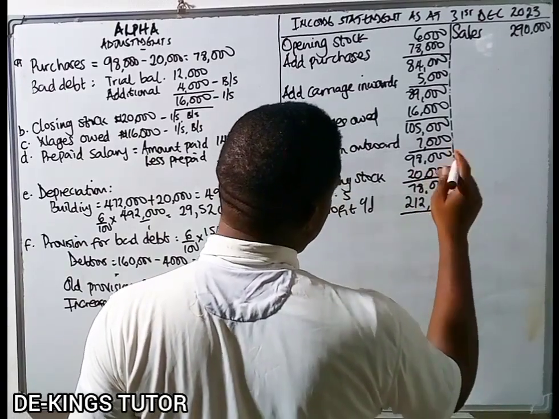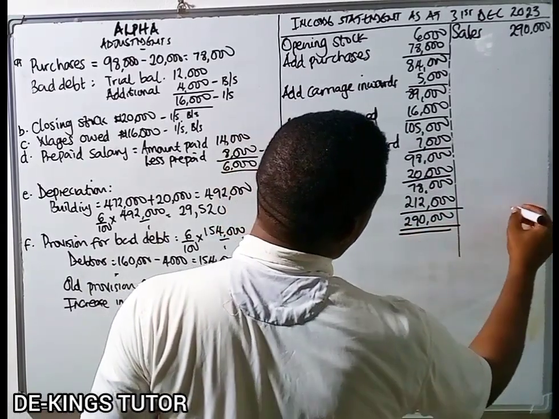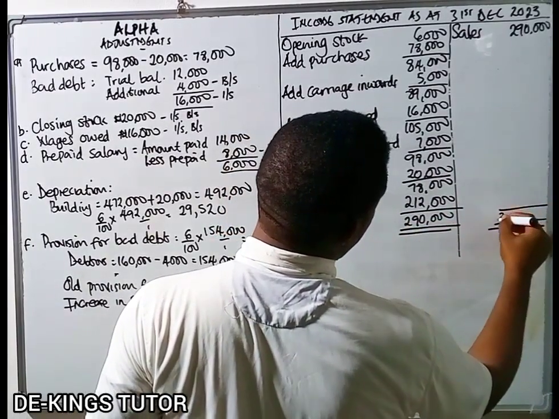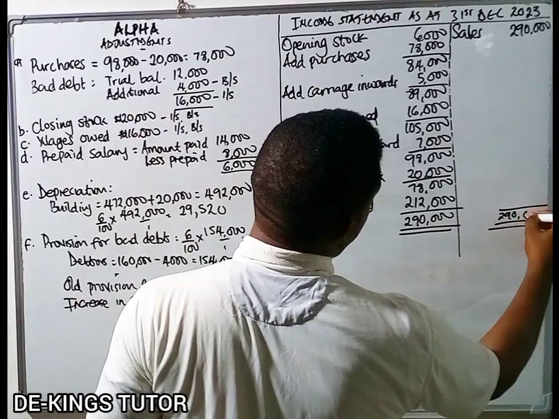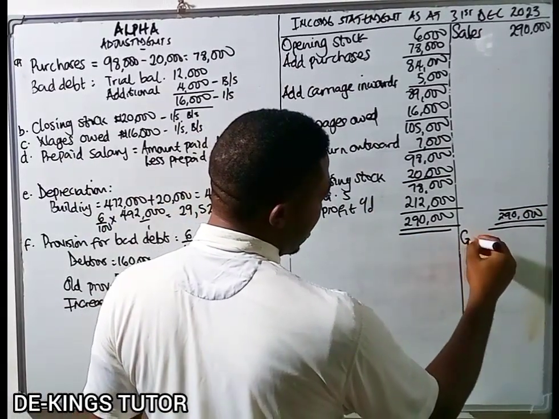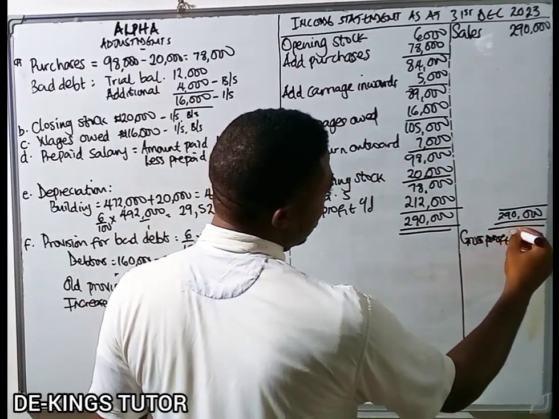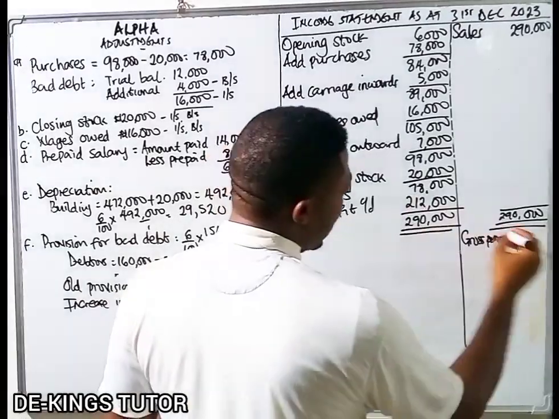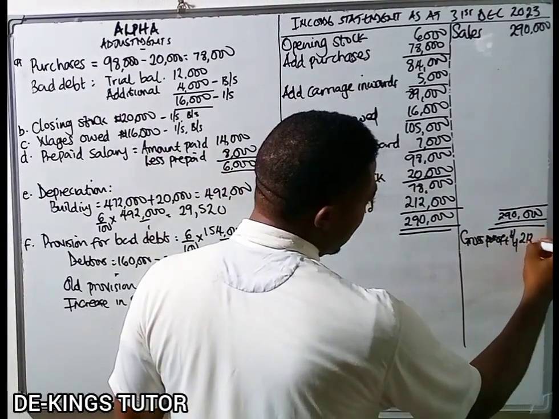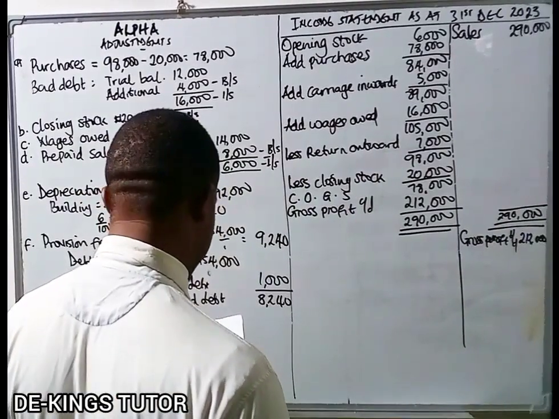So this will make up 290,000, and this will be 290,000. So gross profit carried down is brought down here as gross profit brought down. So 212,000. This will also give us 212,000. Now let's move to the expenses.